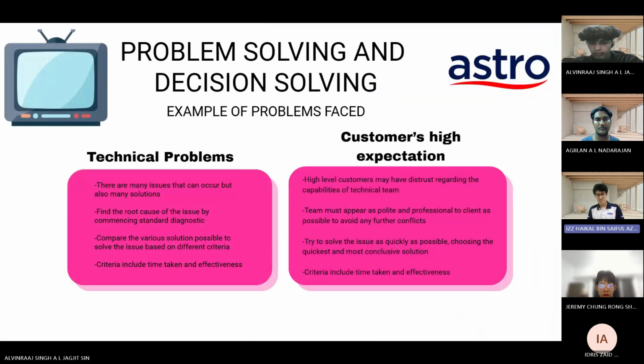Next slide, please. So some examples of the problems they face are technical problems and customer high expectation. So basically, in both of these problems, they have to solve the root issue and then compare the various solutions that they can use to solve the issue. And they will use the criteria of how long it takes and the effectiveness to choose the proper solution. However, in customer high expectation, it is very important that they choose the quickest and most conclusive solution to avoid the problem from happening again.